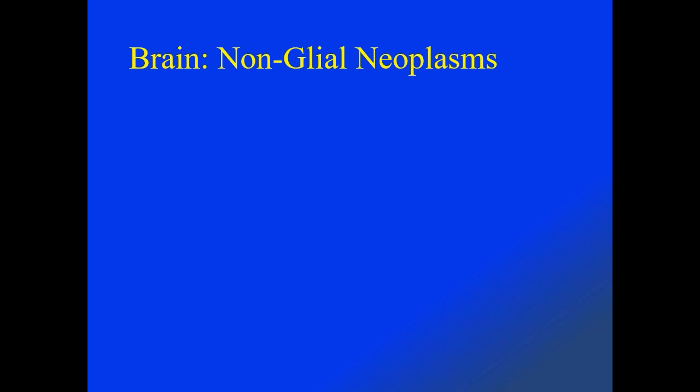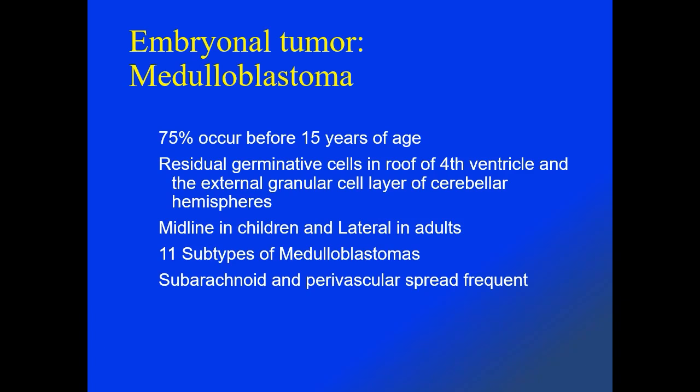Brain non-glial neoplasms. The next category is embryonal tumor, with medulloblastoma representing the largest subgroup. Medulloblastomas occur mostly before the age of 15 years.